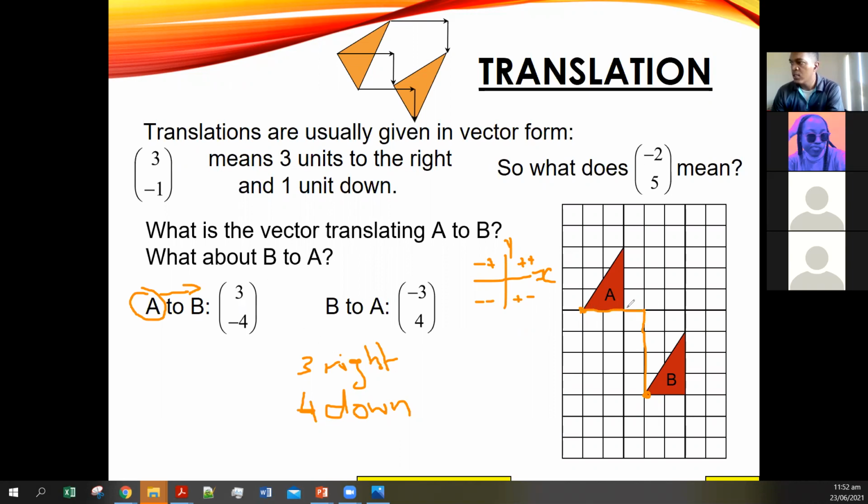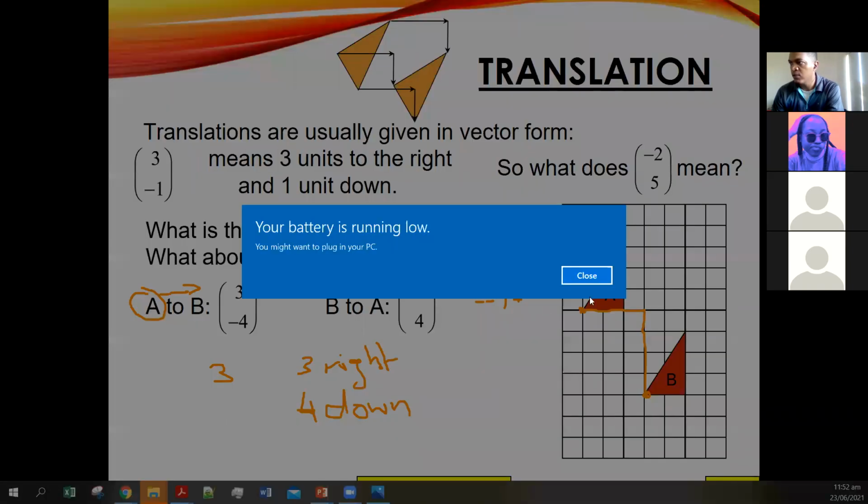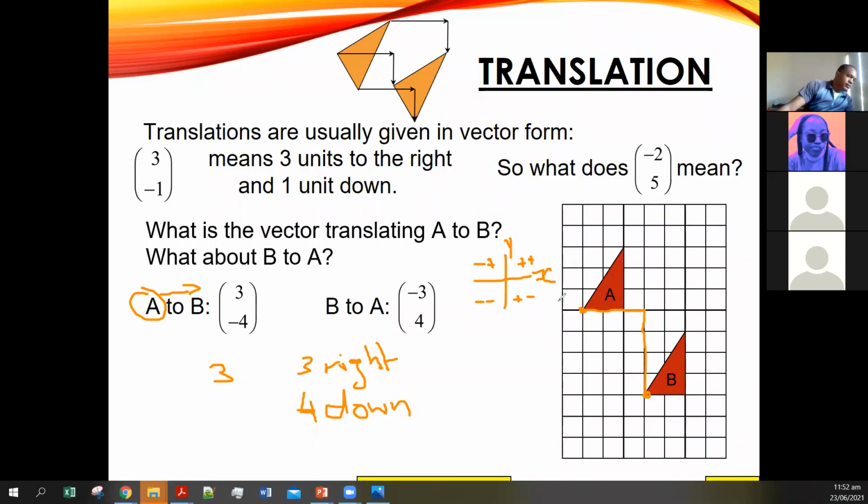Since I know my x goes on top, the 3 is positive. And I'm going down, so that is my y value that is changing, and the 4 will be negative, and that is how we represent it.